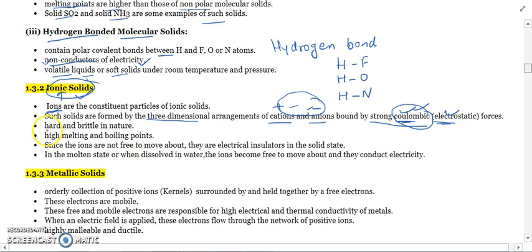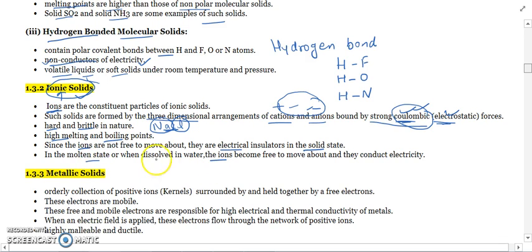These solids are hard and brittle, like NaCl. NaCl is made up of Na cation and Cl anion. They have a high melting point because the attractive forces are very strong, and the boiling point is also high. Because these are constituted of ions, these are electrical insulators in the solid state, but not in the liquid state. In the liquid state, they conduct current.